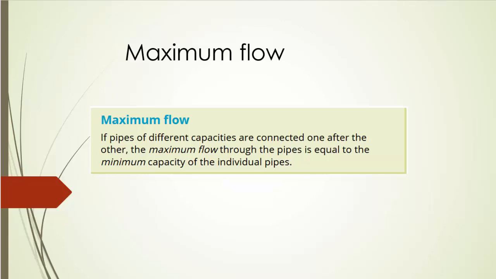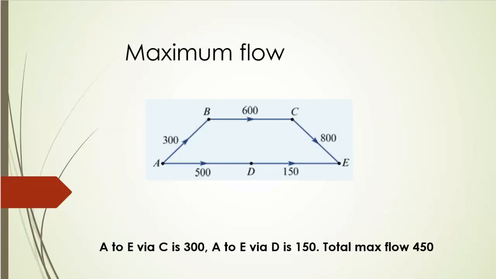Now, we're not just talking about gas and water. This could be cars flowing between cities A, B, C, D and E. The capacity is therefore the capacity of the road, 300 cars an hour, whatever, between towns A and B, 600 cars an hour between towns B and C. Now, somebody travelling from A to E could go via B, C, or could go via D.